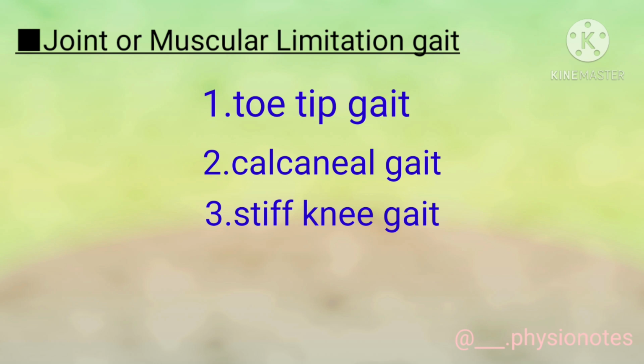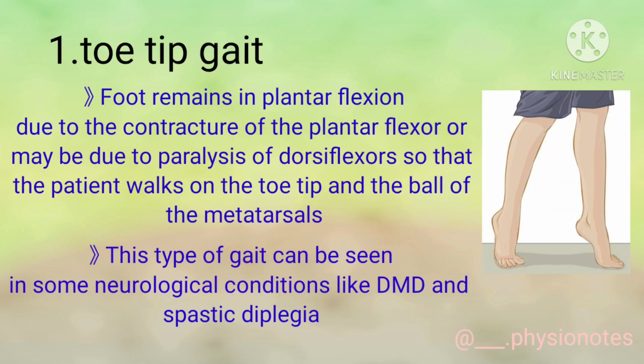The third type of abnormal gait is joint or muscular limitation gait. First, toe tip gait, second, calcaneal gait, and third, stiff knee gait. First, toe tip gait. The foot remains in plantar flexion due to contracture of the plantar flexors or paralysis of the dorsiflexors, so the patient walks on the toe tip and the ball of the metatarsals. This type of gait can be seen in some neurological conditions like DMD and spastic diplegia.